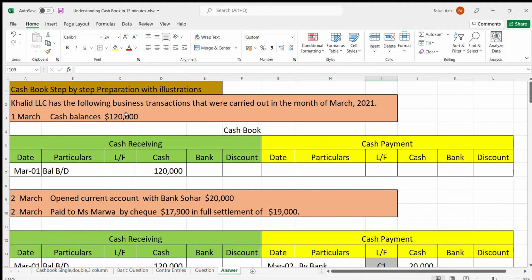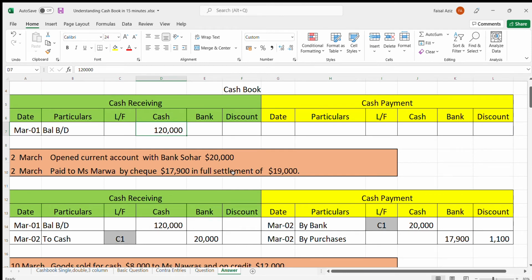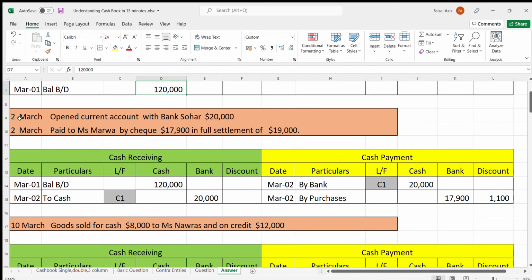$120,000. As I have discussed in my previous video, and also I'm discussing it over here, this is the opening cash balance. Whenever we start with the opening transaction, we mention it with the date, 1st of March 2021, and balance brought down, so here 120,000 will come on the left side. Now the next transaction you see on 2nd of March, there are two transactions.